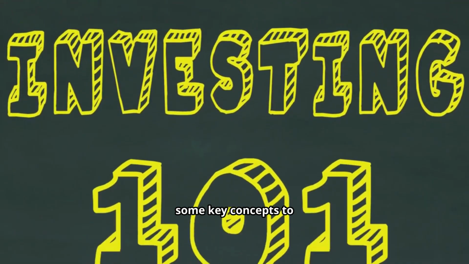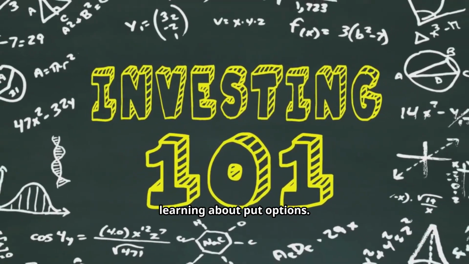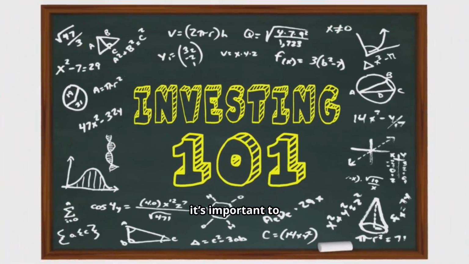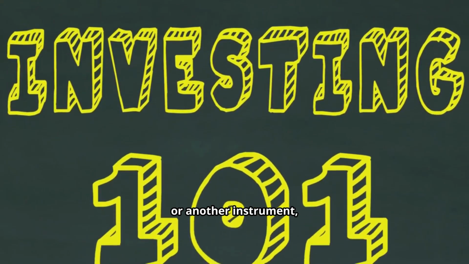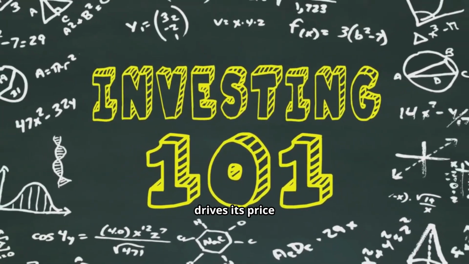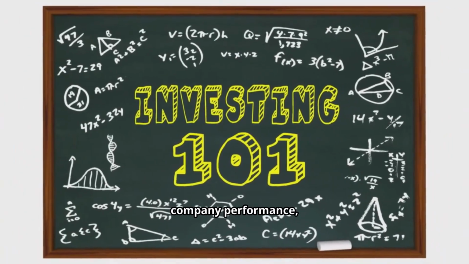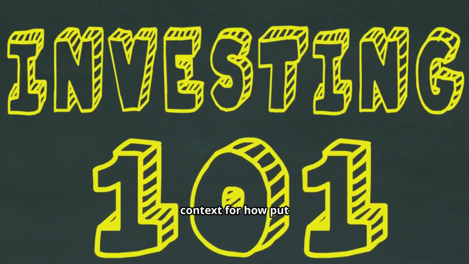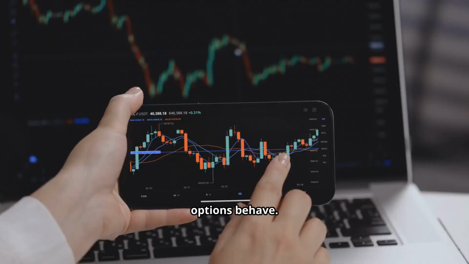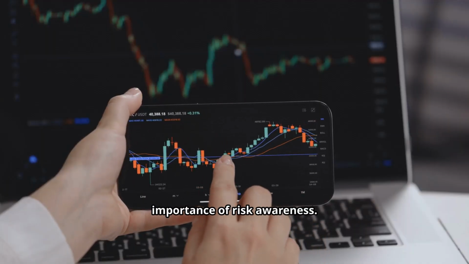Let's talk about some key concepts to understand when learning about put options. First, it's important to know the underlying asset, whether it's a stock, an index, or another instrument. Understanding what drives its price movements, such as company performance, market trends, or economic news, can provide context for how put options behave.